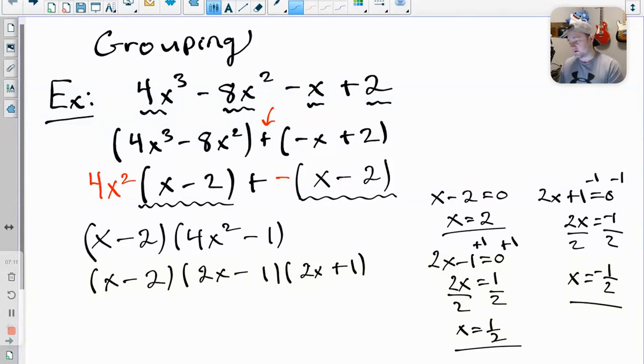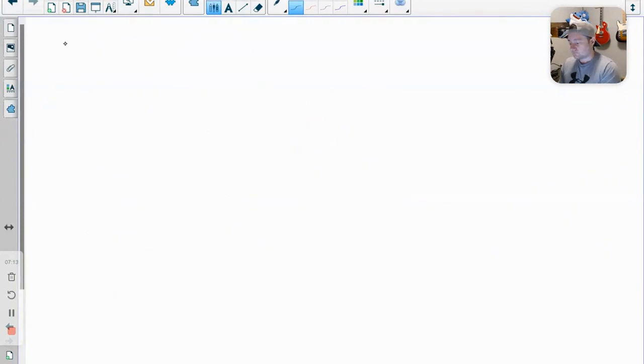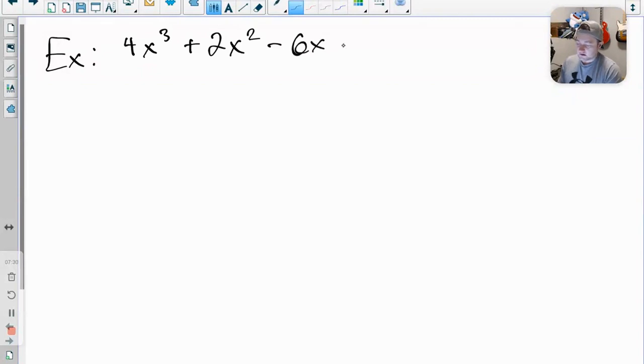All right, let's try another example. I've got this bad boy written down too. I need to get a better setup. I'm holding this tablet up here, it's kind of uncomfortable. So let's see. 4x cubed plus 2x squared minus 6x minus 3.